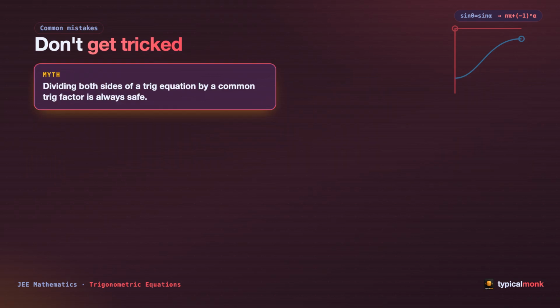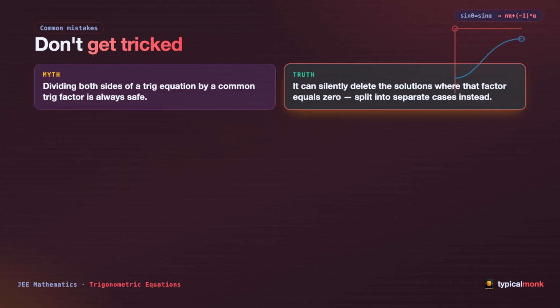Now let me save you some marks. Two myths that trap thousands of students every year. Myth 1. Dividing both sides of a trig equation by a common trig factor is always safe. It feels harmless. Just simplifying, surely nothing is lost? But here is the truth. It can silently delete exactly the solutions where that factor equals 0. Always split into separate cases instead of cancelling anything.